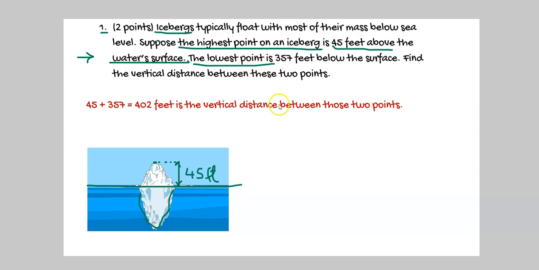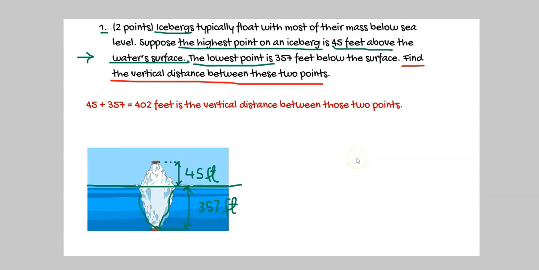The lowest point is 357 feet below the surface, which means this is the lowest point, and from the water surface to this lowest point, there is 357 feet. So we have the highest point on this iceberg and the lowest point. We marked all the information that's given. And now we want to read what the question is asking.